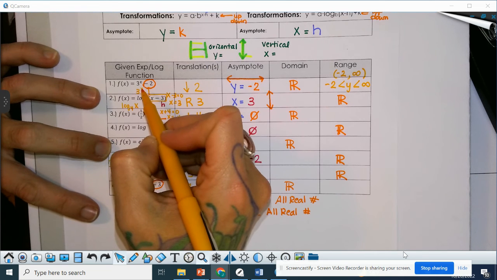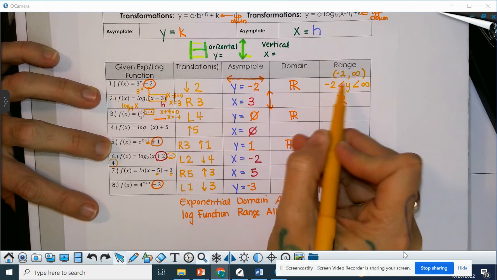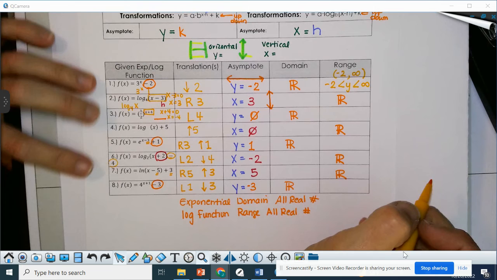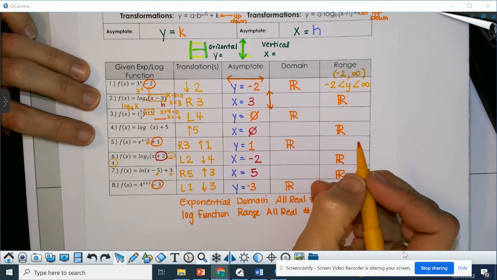And sometimes you want to put these in Desmos to really make sure which direction it's going, whether it's going to go up forever or whether it's going to go down forever, and all of that good fun stuff, because again, Desmos never goes away.